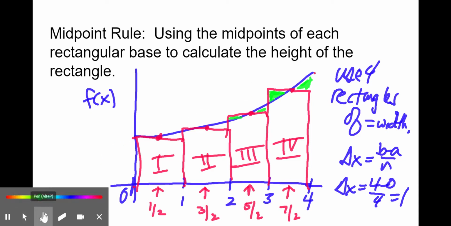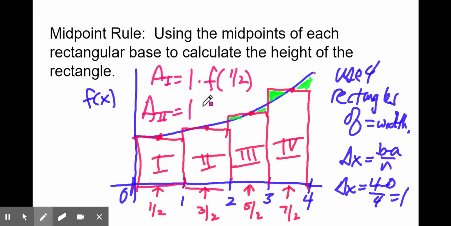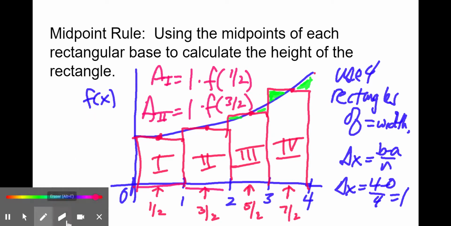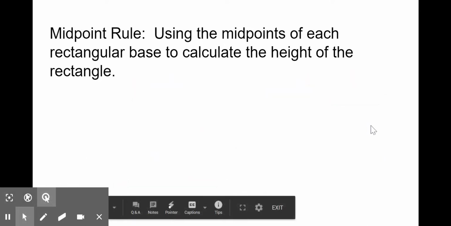When you're calculating your areas, the first one would be 1 unit for the base, the entire unit, times f of 1/2. And then the next one would be 1 unit from 1 to 2 times f of 3/2. And you can continue on like that. All right, so let's try one together here real quick, to make sure that you got the idea and you understand how it works.